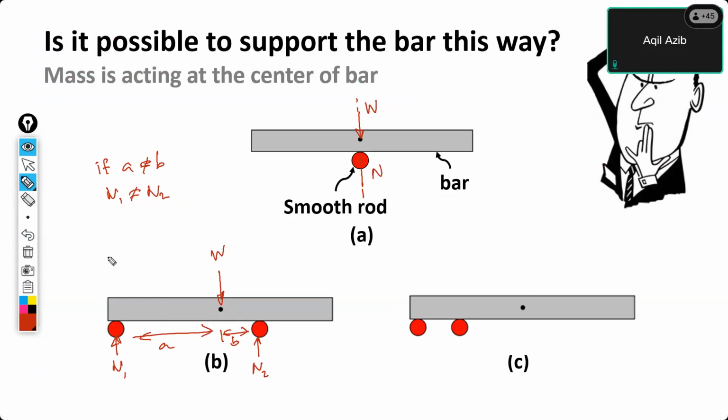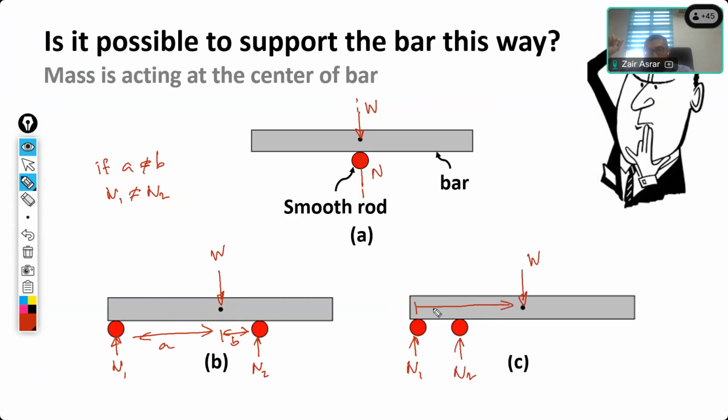N2 is larger compared to N1, all right? So if we change to case C here, what we have here is still the weight, and theoretically we'll have N1 and N2 as well. And of course, the distances A and B are also not the same. So here we have A, here we have B. Distances are not the same, all right?